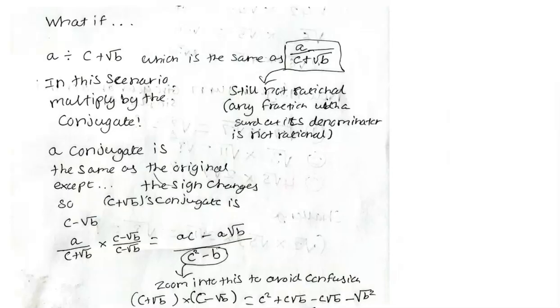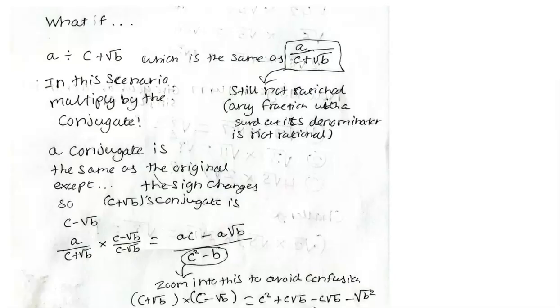The thing to remember is that in exam scenarios, most of the time surds will be presented in the form c plus root b or c minus root b. In this example, we have c plus root b, but it could be either. In this scenario, we have to multiply by the conjugate. The conjugate is the same as the original, except the sign changes, and the sign only changes in front of the surd. This is because, similar to the difference of two squares, we eliminate the surd term in the expansion.